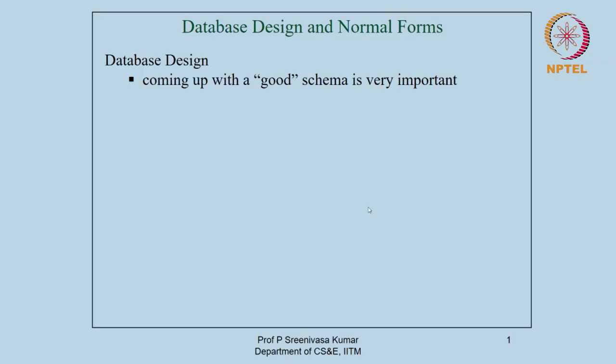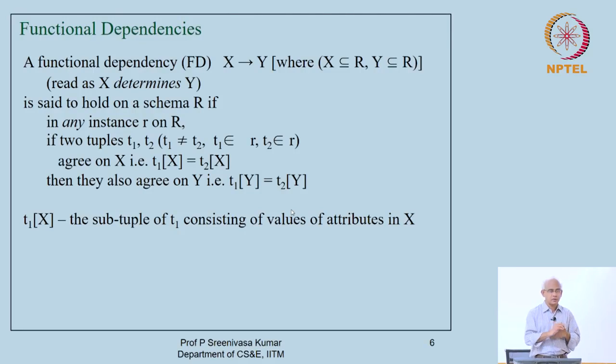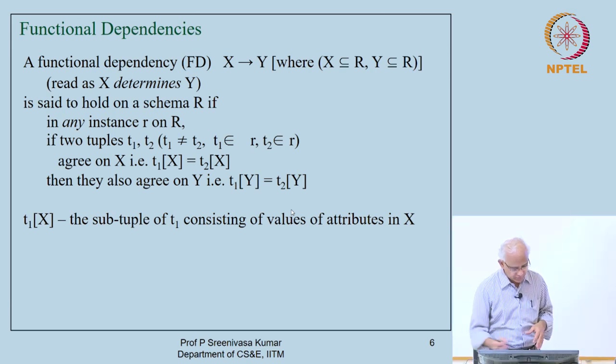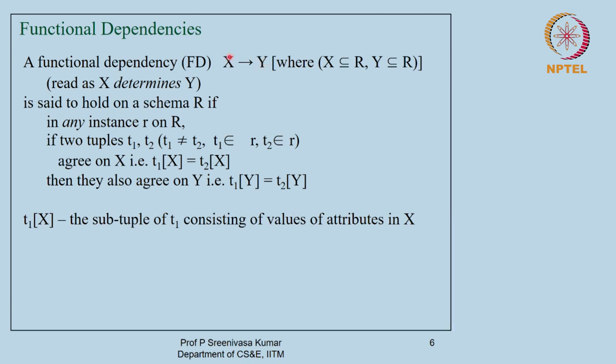Okay, so let's continue our discussion on normal forms. In the last lecture, we have seen the definition of functional dependencies. Let me briefly recall this important definition, because we are going to spend a considerable amount of time understanding this notion of functional dependencies. It basically says that one set of attributes is functionally dependent on x. That means it is a function of x.